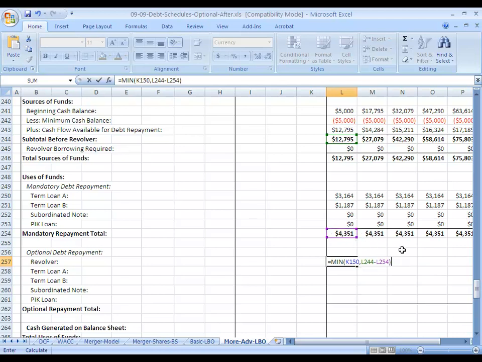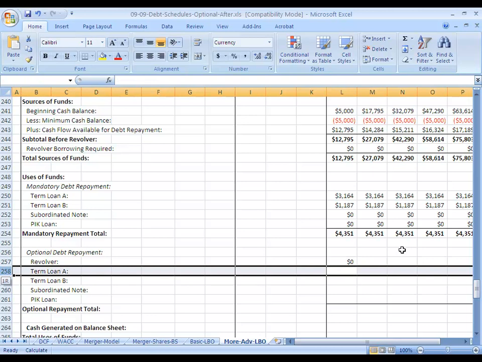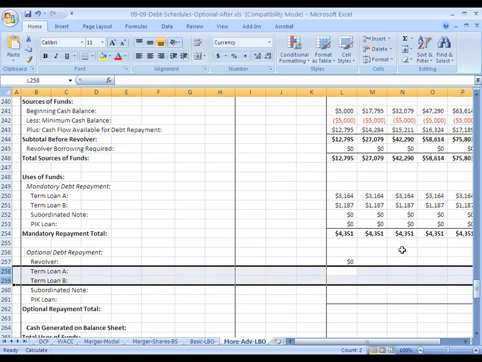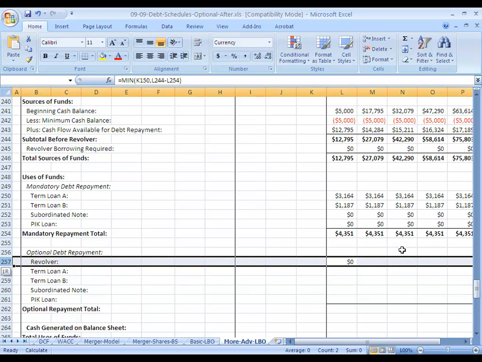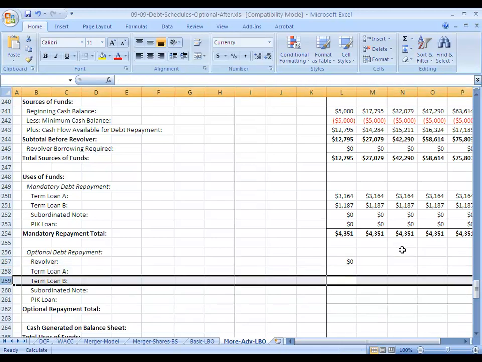Now, if we had a very simple model, this formula would actually work correctly most of the time for an item like a revolver. The problem, though, is that we want to make this more flexible to support different scenarios and to support the fact that with term loan A and term loan B, for example, we're going to have to take into account what we've already repaid on the revolver and also the revolver and term loan A when we get down to term loan B.